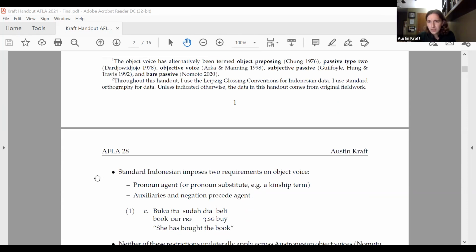Looking at standard Indonesian, just to get one basis for comparison as we move forward, standard Indonesian has two particularly prominent requirements in the object voice, namely that the agent is a pronoun or a pronoun substitute, and that auxiliaries or negation precede the agent. And this is exemplified here in 1C replicated here.